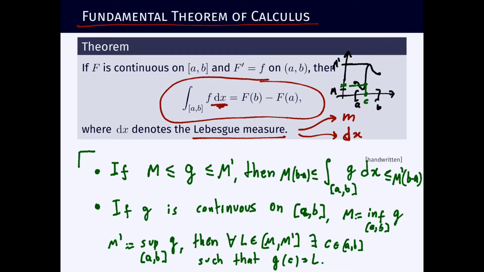These are the only properties that are used when proving the fundamental theorem of calculus. These properties hold for the Riemann integral. They also hold for the first property. It holds for both the Riemann integral and the Lebesgue integral. And the second property is a property of continuous functions, not a property of integrals. So this proves the fundamental theorem of calculus.